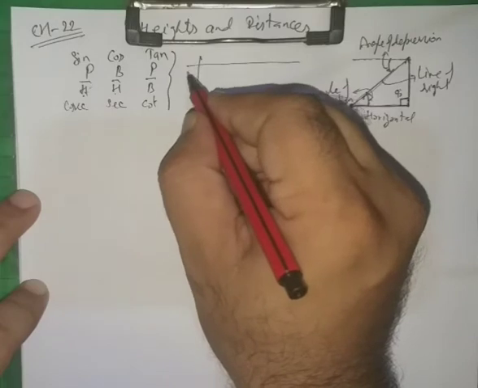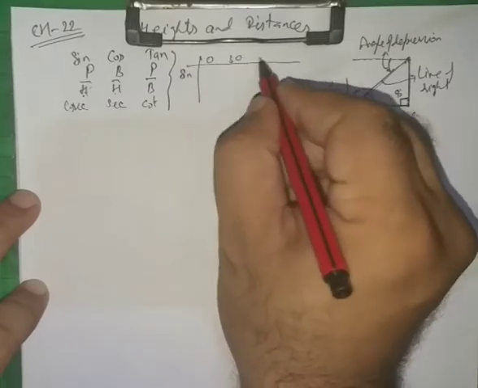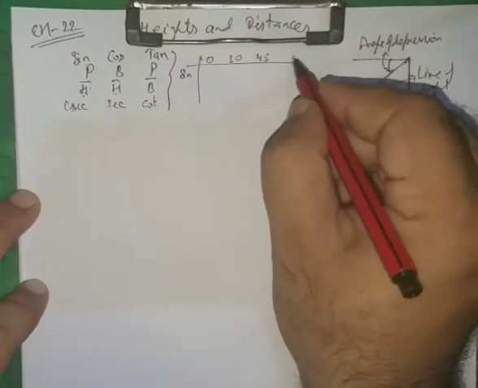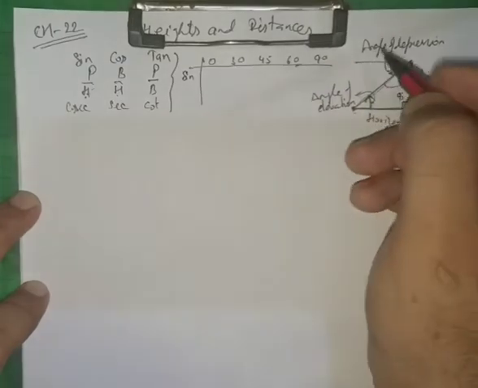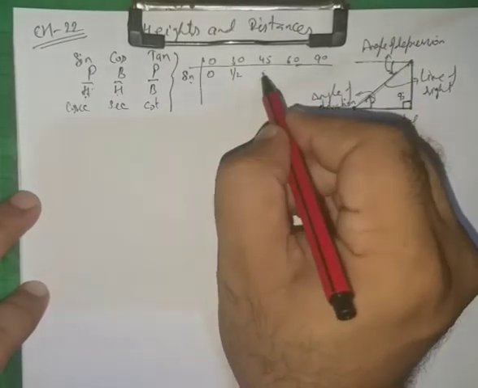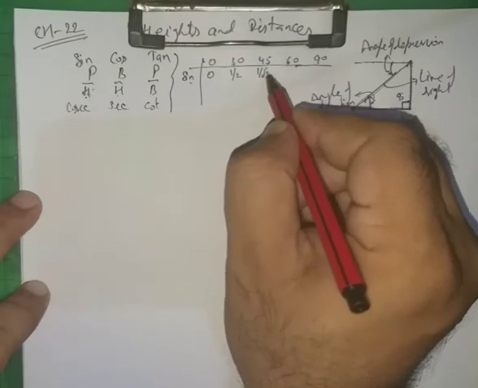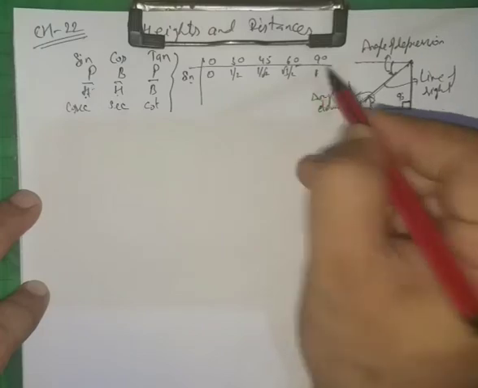So if I am saying that this is the relation of sine and these angles are 0, 30, 45, 60 and 90, then sine 0 is 0, sine 30 is 1 over 2, sine 45 is 1 over root 2, sine 60 is root 3 over 2, and sine 90 is 1.